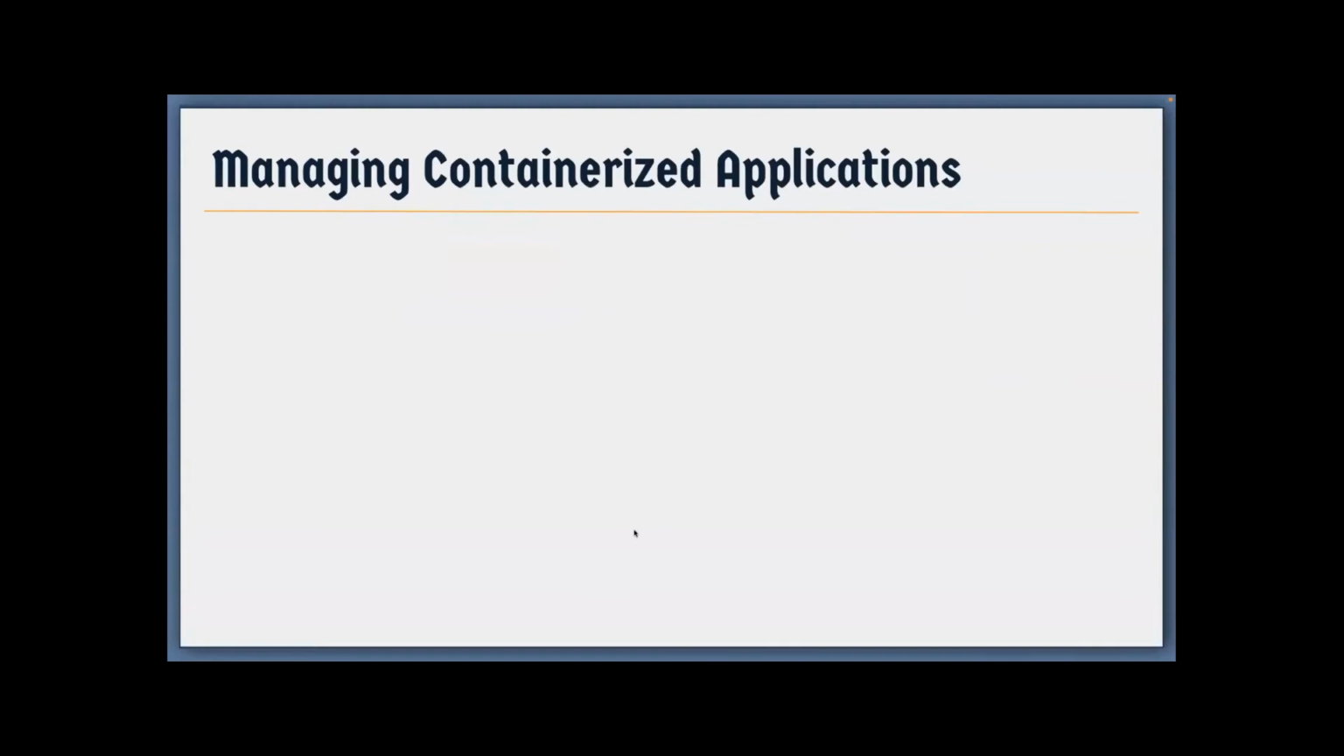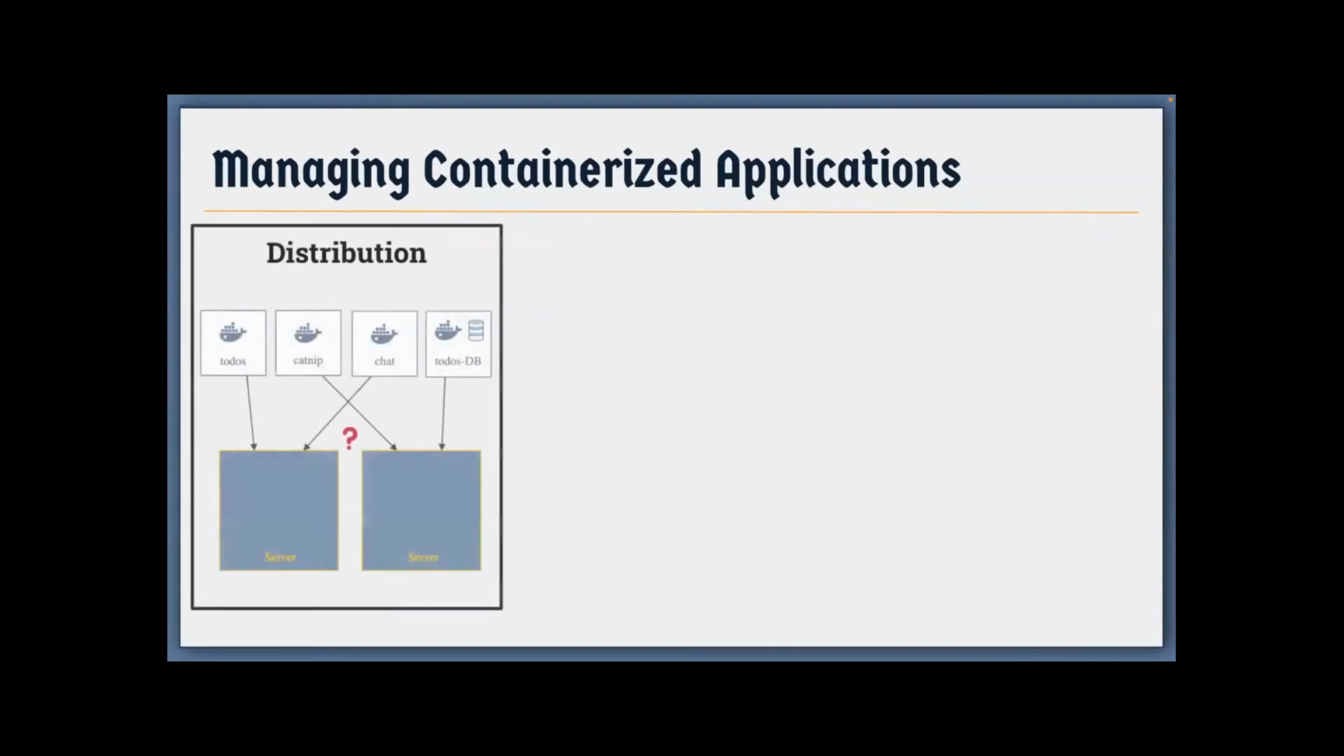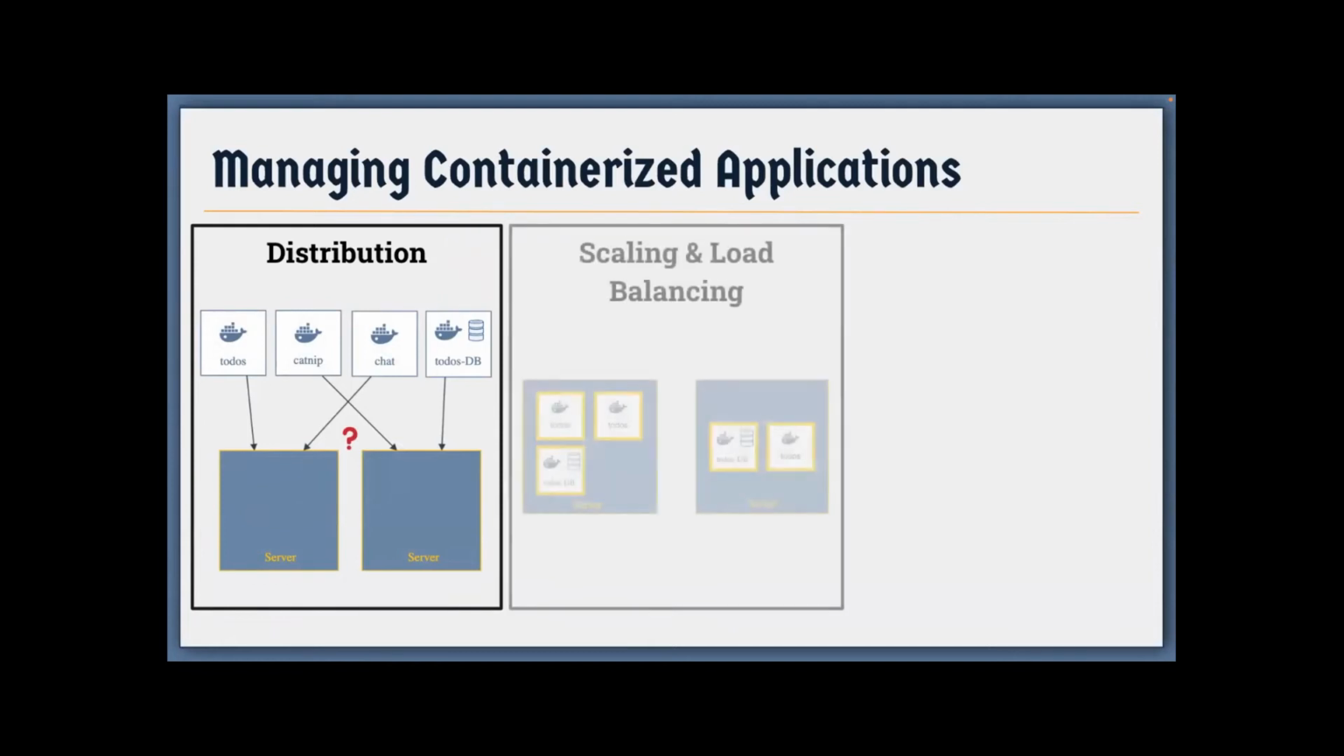Some things we need to consider are distribution. Here, our servers are scaled to 2 instances, and we have 3 applications that need to be deployed, one with a database. What server should we deploy them on? And how do we then keep track of where each application is running?